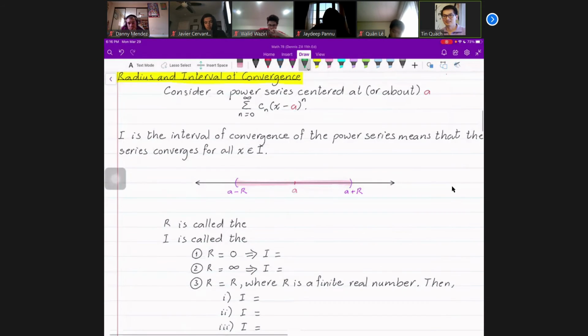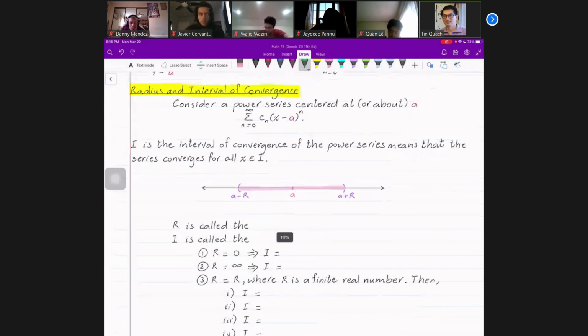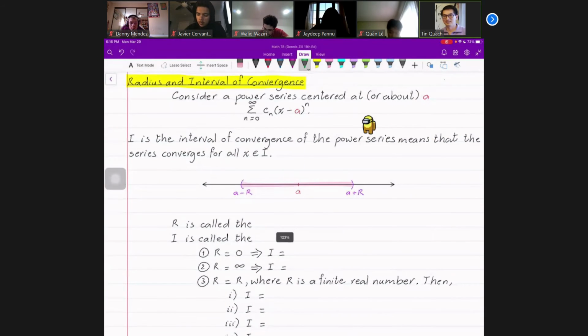Oops, I forgot to wear my glove. Let me put my glove on.